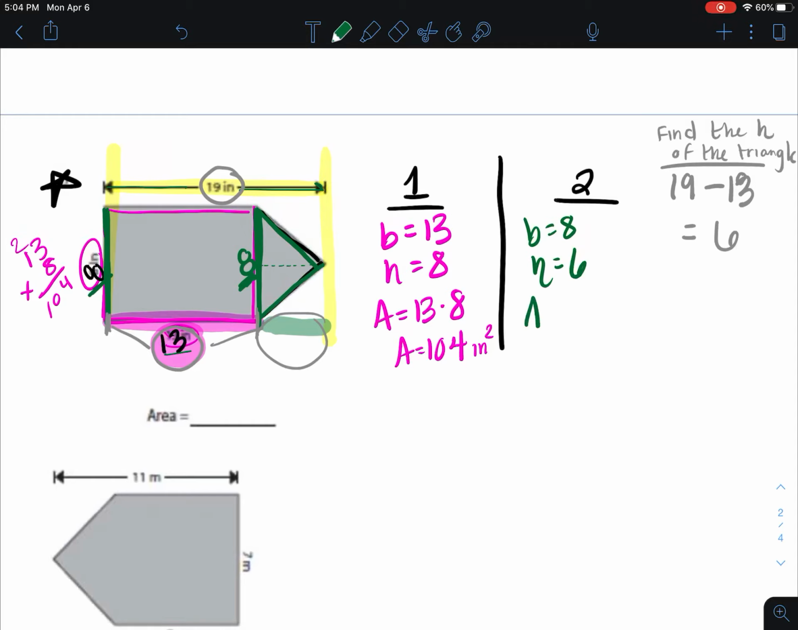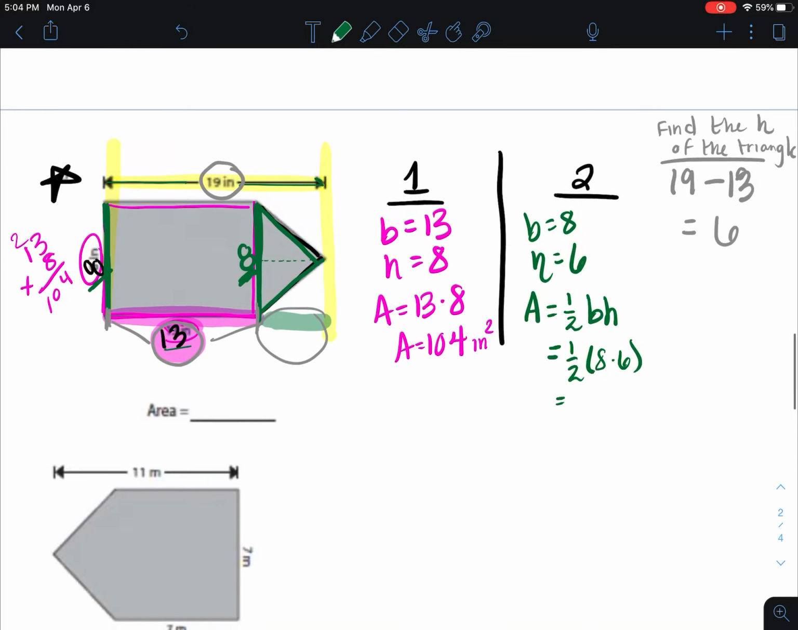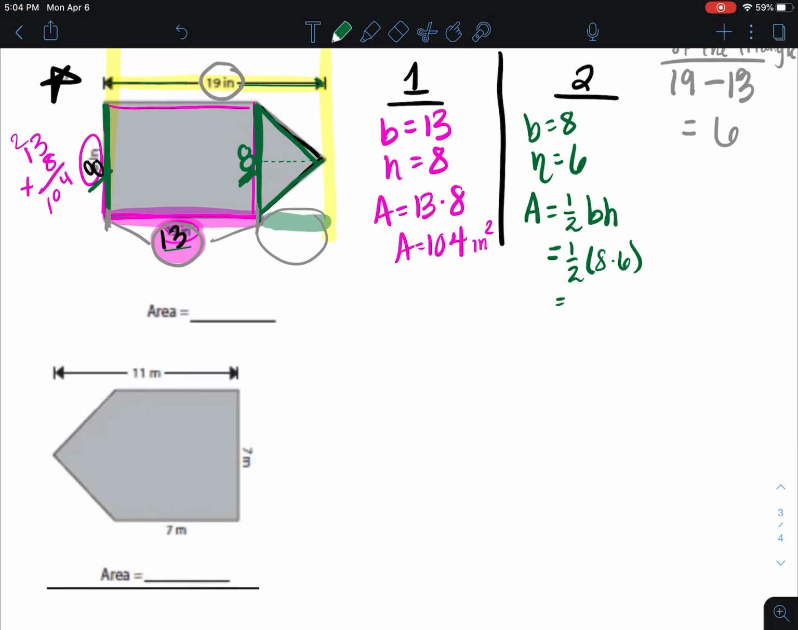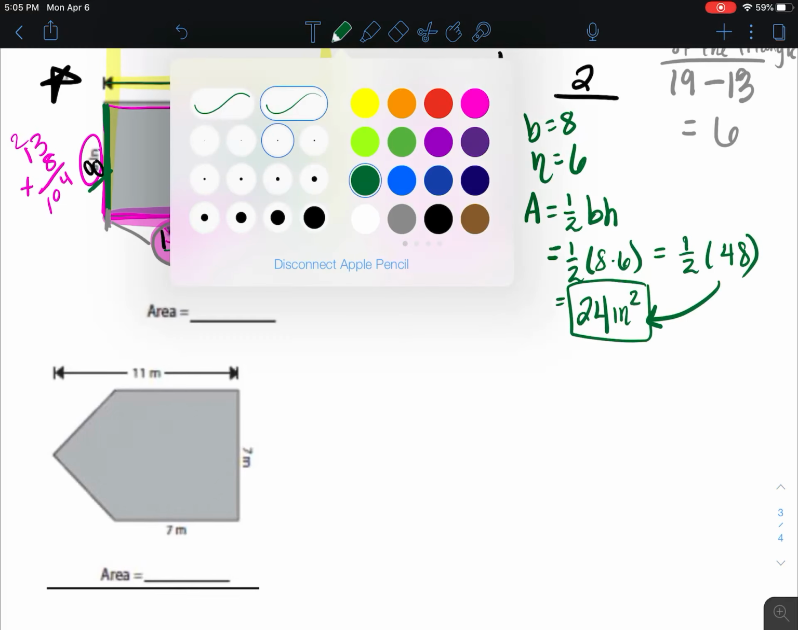Now I have to use my formula for a triangle. Remember, I can't just multiply them now because this is a triangle. So you have to do 1/2 of 8 times 6. 1/2 of 8 times 6 is 24, because that gives you 1/2 of 48, which gives me 24 inches squared. Okay, am I done?